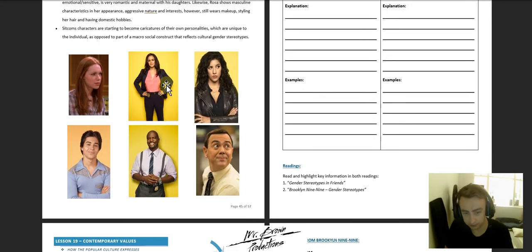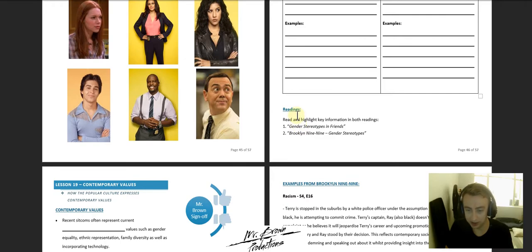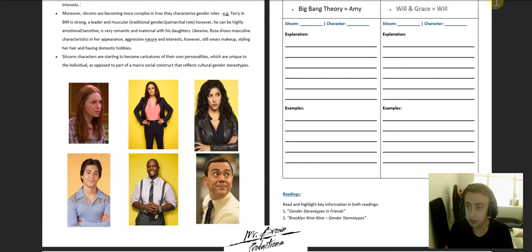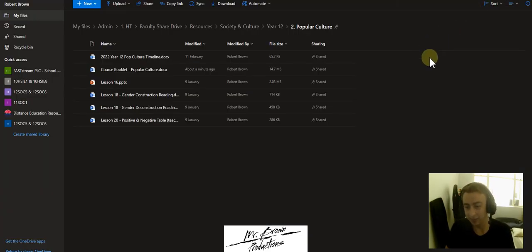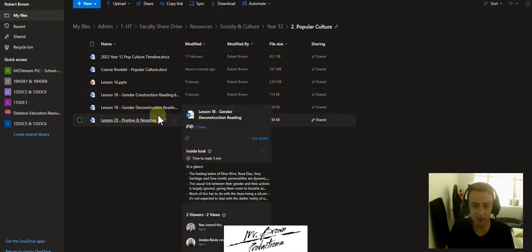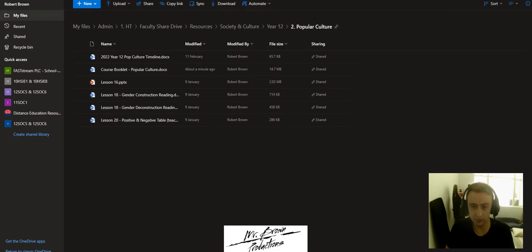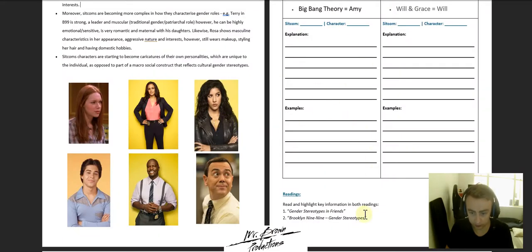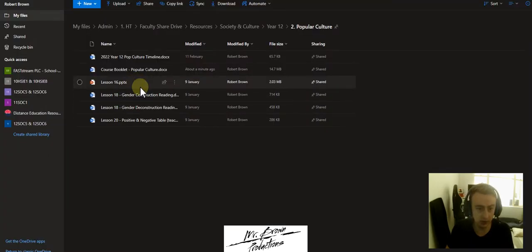After you've done all that, there are two readings that I want you to complete, and I will print these off for you. The first one is a gender construction reading, and the second one is a gender deconstruction reading. One of them is about gender stereotypes in Friends, so they're looking at the construction of gender there and how that's portrayed over time. It's a really good read. I'll show you what that one looks like.